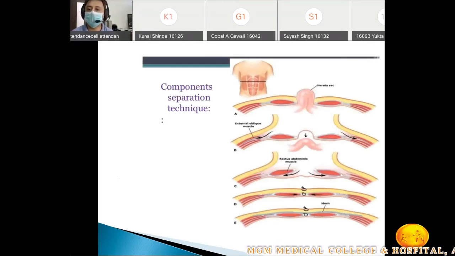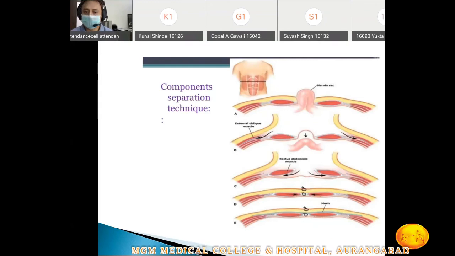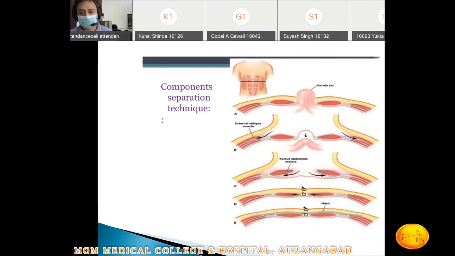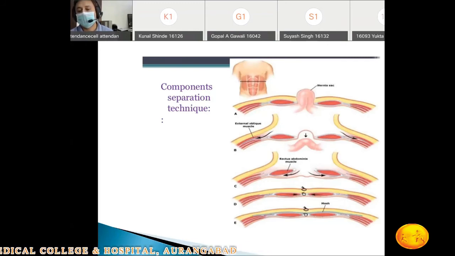When the hernia is large and you cannot bring back all the edges of the abdomen together, a component separation technique is used. In this, a lateral incision is taken over the external oblique and transversalis, and the muscles are pulled back between them to close the defect.